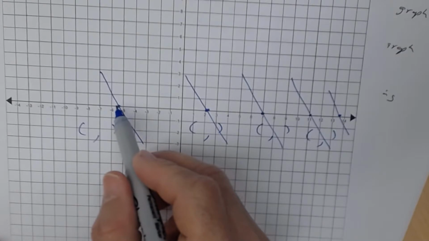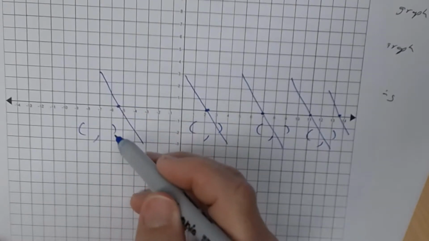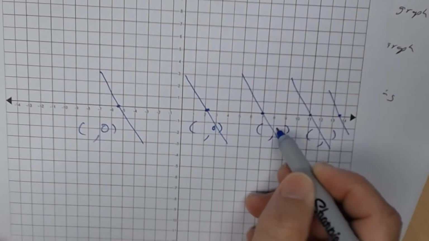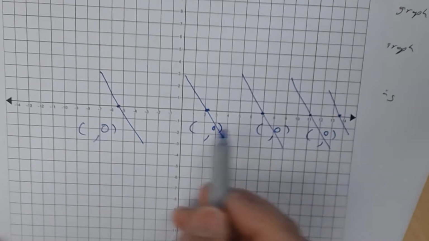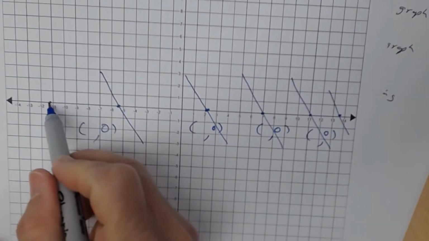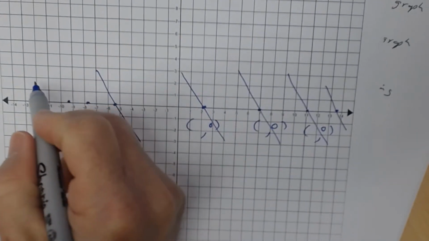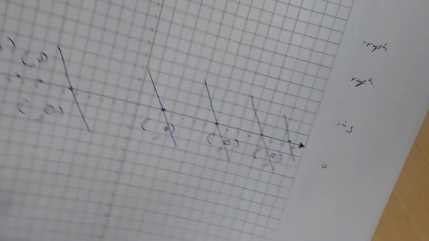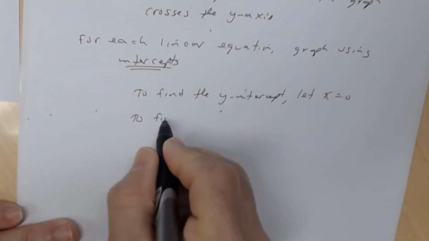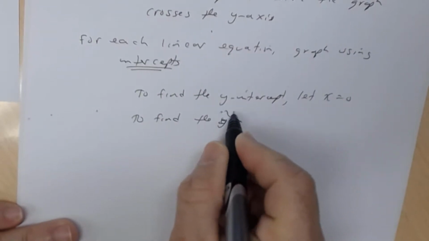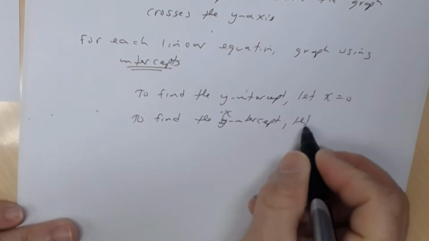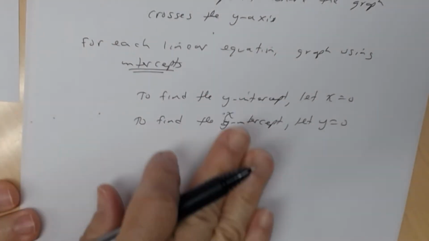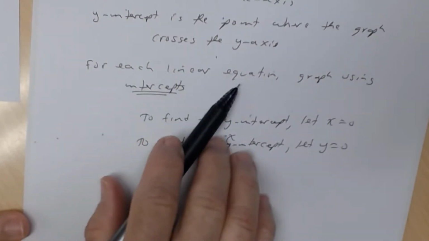The point is on the x-axis. So I don't go up or down. I stay on the x-axis. That means my y-coordinate is 0. In all these cases, your y-coordinate is 0. No matter what point you're looking at on the x-axis, your y-coordinate is always going to be 0. So that brings us to the idea that to find the x-intercept, you're going to let y equal 0. Okay? So knowing these ideas, we can now graph a linear equation using intercepts.